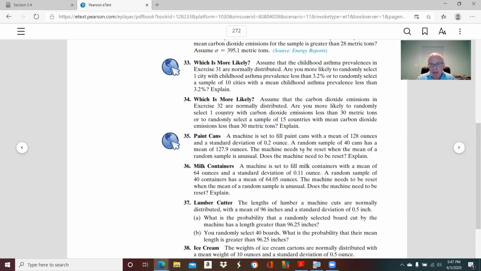So what does the manufacturing plant do? They take a random sample of 40 cans. Maybe they produce 1,000 cans a day, so they take a random sample of 40 of them. And suppose the random sample has a mean of 127.9. Now, notice it's below 128 ounces, right? It says the machine needs to be reset when the mean of a random sample is unusual. What is unusual? Less than 5%, let's say. Let's make that the criterion. Does the machine need to be reset in this case when we actually get a sample mean of 127.9? So let's see how to do this problem.